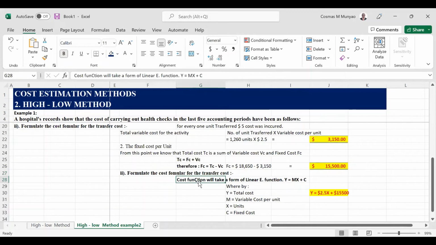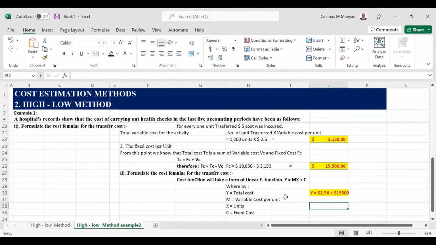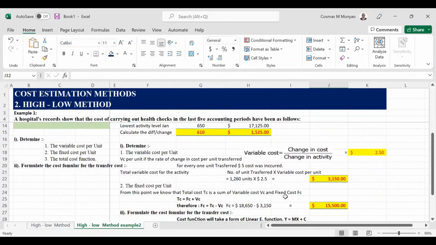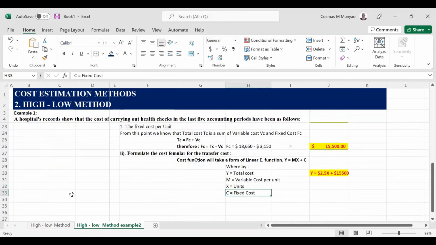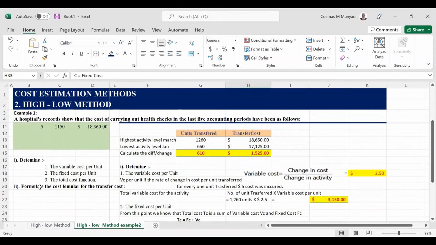A cost function takes the form of a linear equation, y equals mx plus c, whereby y is the total cost, m is the variable cost per unit, x is the units, and c is the fixed costs. So from there, your equation will be as this, because we have already formulated the formula. That's why it's coming direct like this. All right, from this point, let's add one question here.